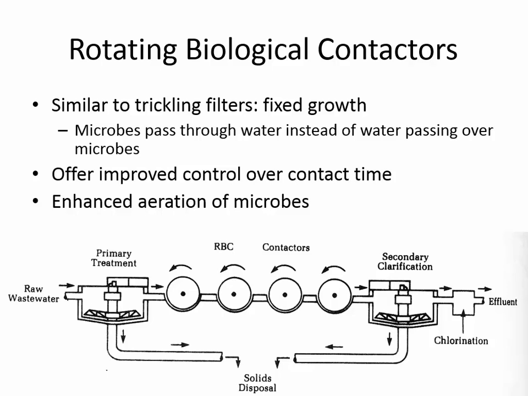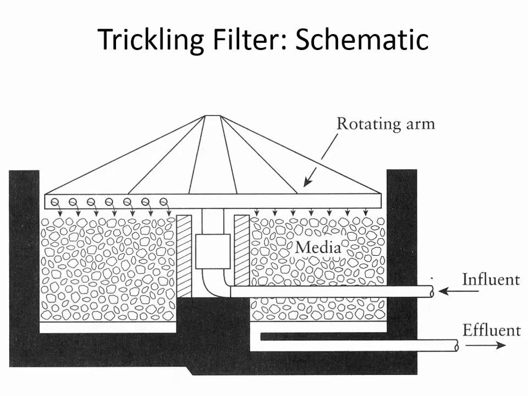Well, it's even better with a trickling filter because there's an arm. This is a cross-sectional view. The media is rocks, and this arm is rotating around in circles, spraying wastewater onto the rocks, but the rotation of the arm can be powered by the jets of the water that's coming out.